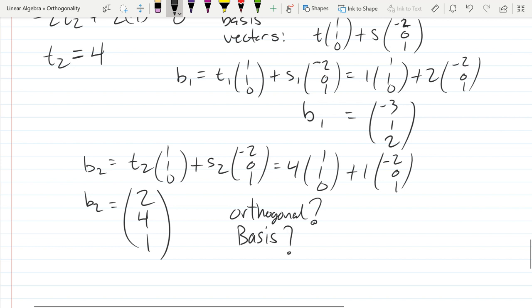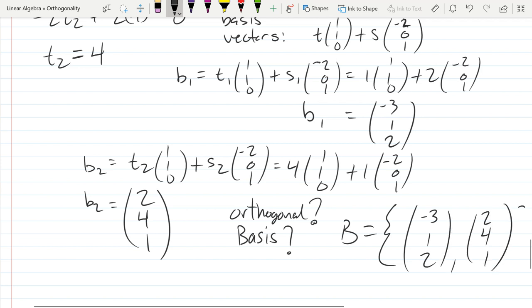All right, so the question is, are these orthogonal and is this a basis? So our set is minus 3, 1, 2, and 2, 4, 1. All right, you know how to determine orthogonal? How do we do that? Take the dot product. So that takes 30 seconds or less, and then basis. So are they independent? We already have the same number of vectors as dimensions, so it really comes down to are they linearly independent? So let's check those two things right now.